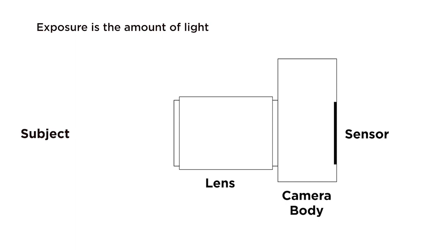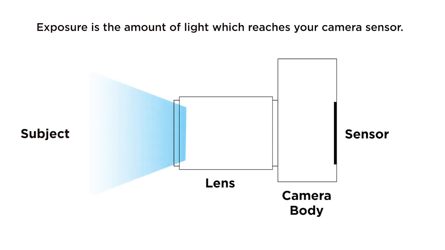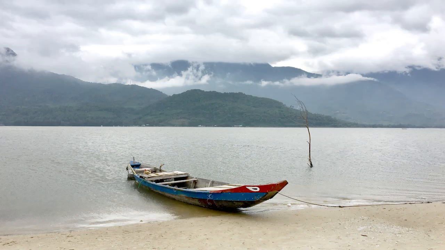Hi, photographers. This week we're going to be talking about exposure a lot more. We'll be talking about what it means and how to use the controls on your camera to achieve the perfect exposure. Exposure is the amount of light which reaches your camera sensor. It is a critical part of how bright or dark your pictures appear.